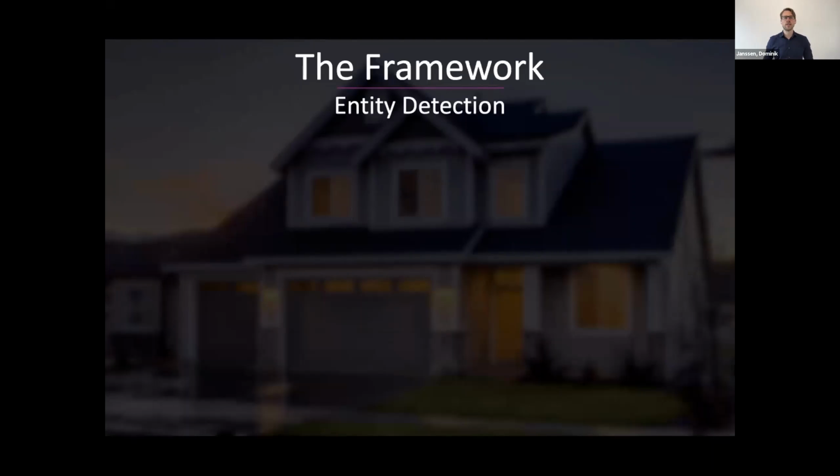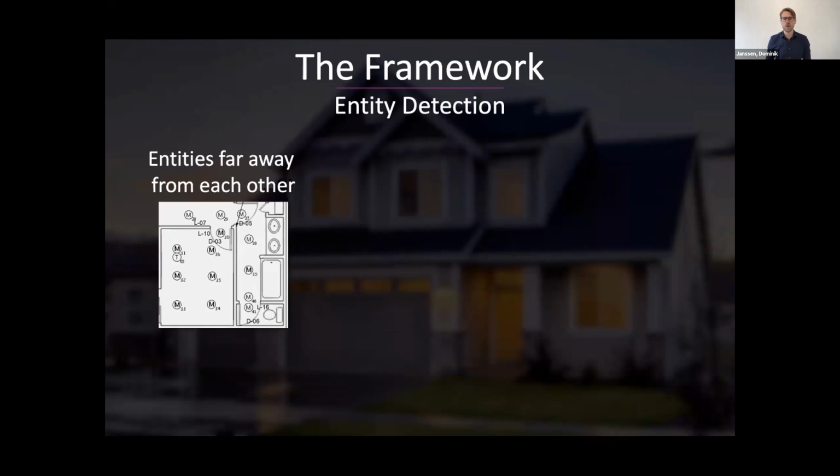Our first point on our to-do list is the entity detection. There's a scenario where entities are far away from each other. We have a part of the house here, and there's one person in just a regular room and another person in the bathroom. They're far apart from each other. Just by calculating the distance between the sensors in play, we know there's no way one single person could activate those two sensors at the same time. So we know that has to be two people. That one is fairly easy.